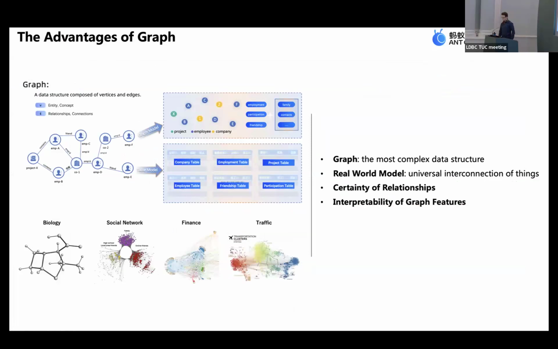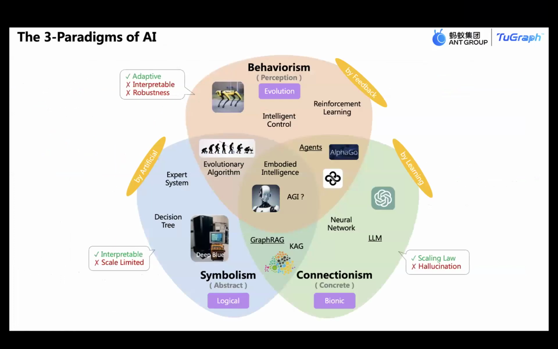Okay, I will continue. The second part, I want to share the three paradigms of AI. The first one is symbolism, which is built on abstract and logical thinking, and it gets intelligence from artificial methods. The typical systems are expert systems, decision trees, or, as we know, the Deep Blue computer. It is good at interpretability, but its scale is limited.